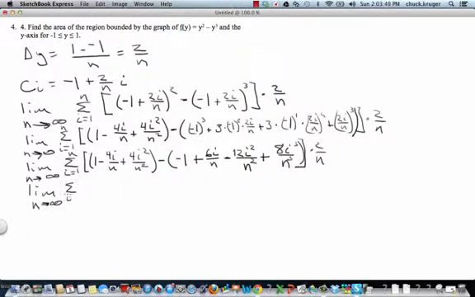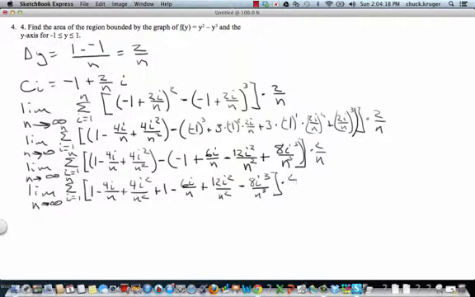Let's distribute and see what we can gather together. So I have 1 minus 4i over n plus 4i squared over n squared plus 1 minus 6i over n plus 12i squared over n squared minus 8i cubed over n cubed, times 2 over n. Now I'm going to do a couple of steps in a row here, so bear with me.